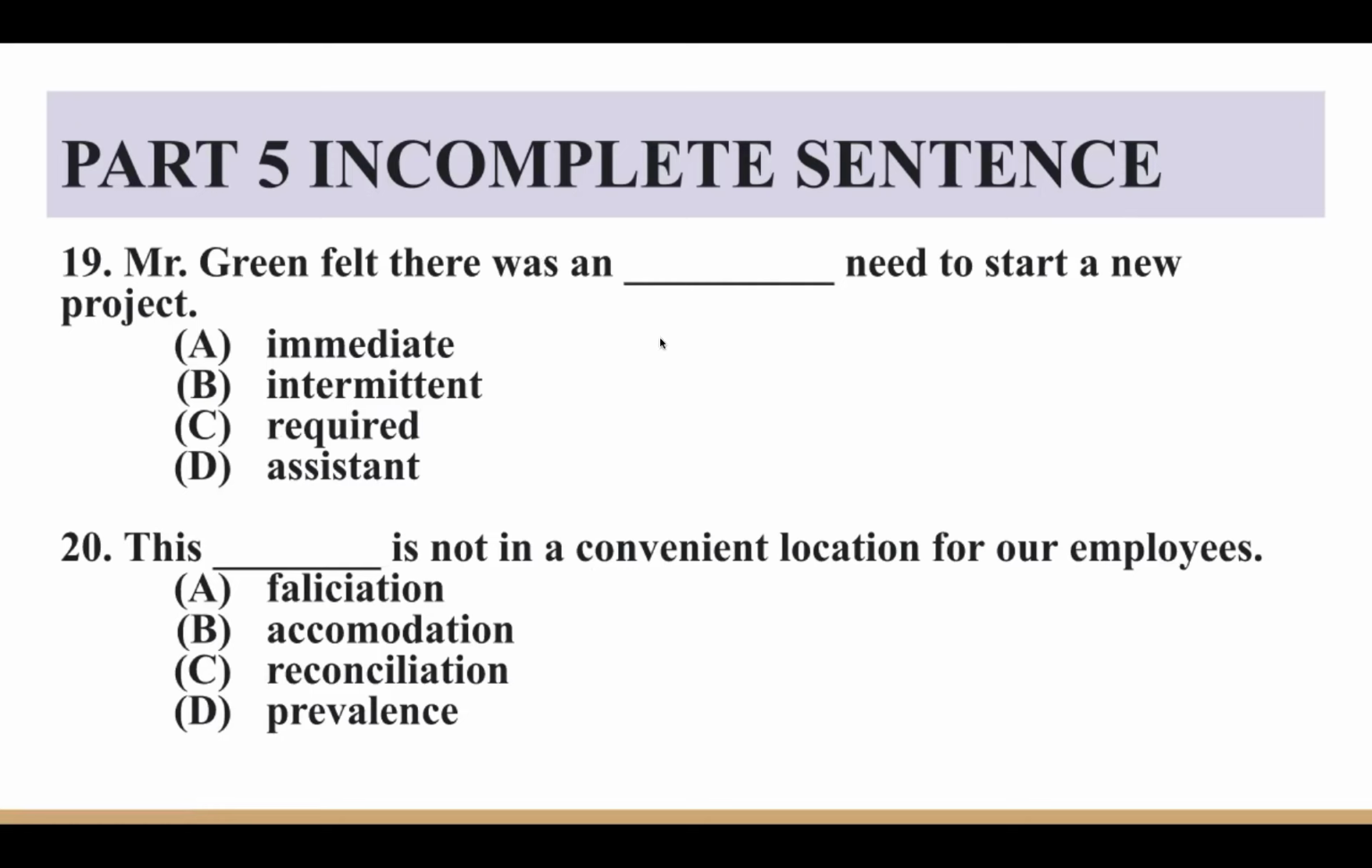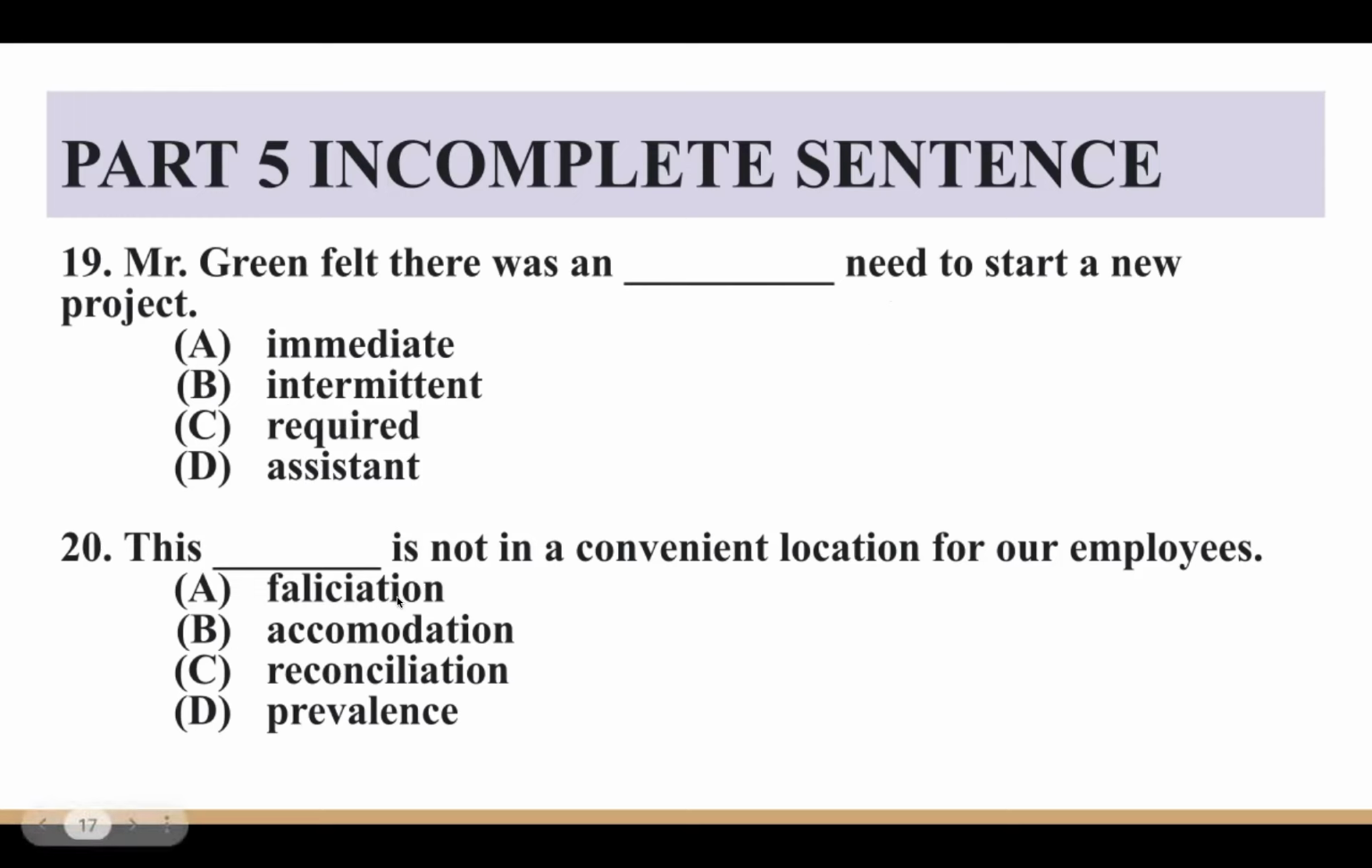Mr. Green felt there was a need to start a new project: immediate, intermittent, require, assistant. Is that right? D here, just because we can see that need here is a noun, right? So what we need is an adjective describing the noun. Immediate need might not suit this context, but intermittent means temporary, right? Or even require. Require must be obligatory, a must, but assistant should go for need here. So the answer will go for D.